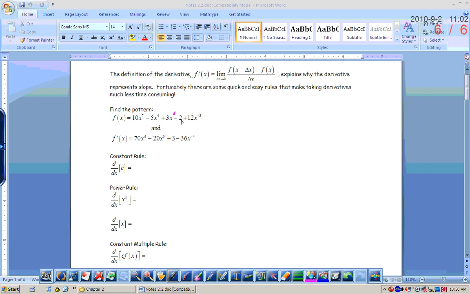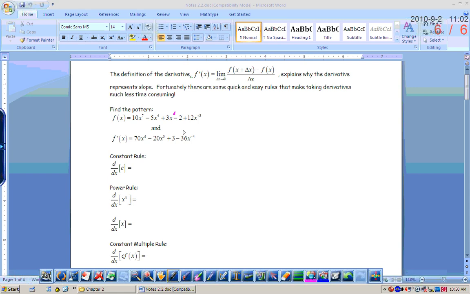What does it look like the derivative of negative 2 is? 0. And then negative exponents work the exact same way. Negative 3 times 12 is negative 36, but just make sure you decrease your exponent by 1. So negative 3 decreased by 1 is negative 4.